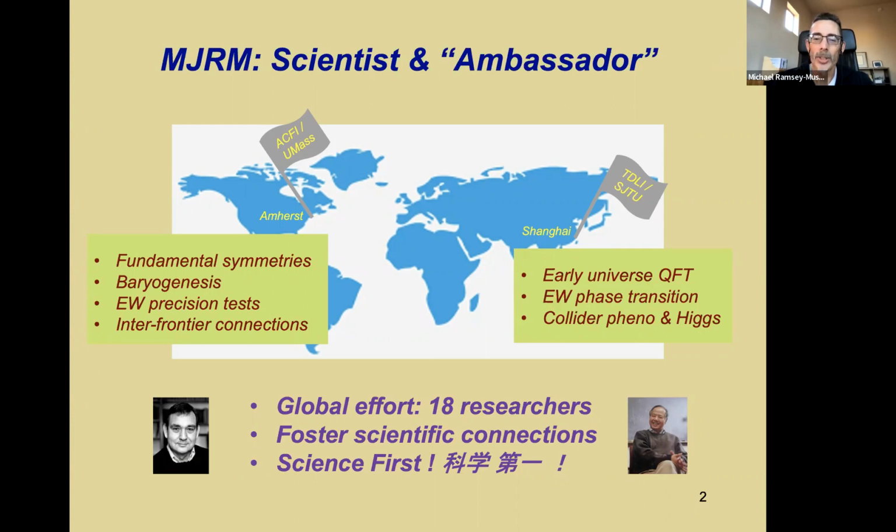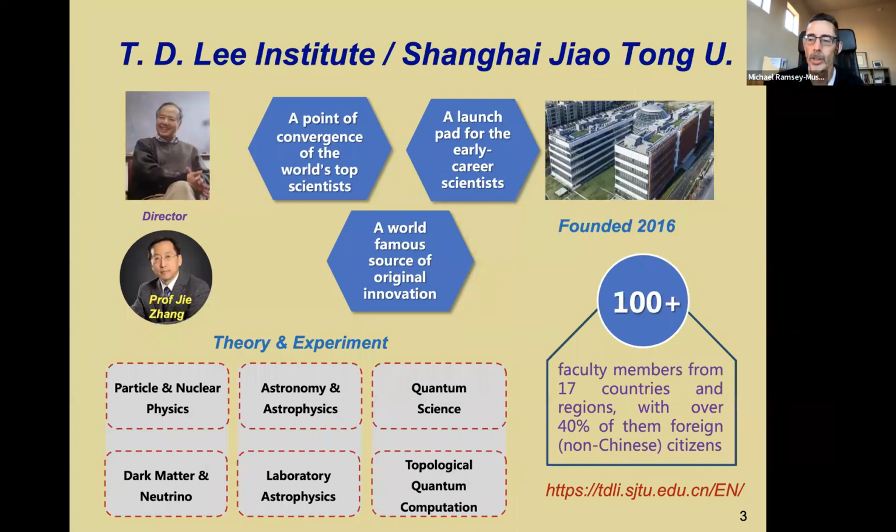So if you'll indulge me just a little bit more, since you may not have heard about the T.D. Lee Institute, let me just give you a little brief background about it. It was founded in 2016 in Shanghai, because that's where T.D. Lee is from, to honor his great legacy. And it's got really three goals, one of which is to continue this theme of supporting early career scientists. The second is to try to bring the rest of the world and Chinese physics together more closely. And the third, of course, is to do outstanding science.